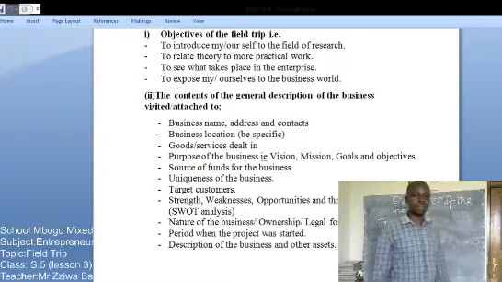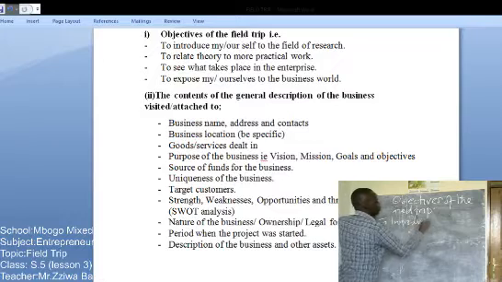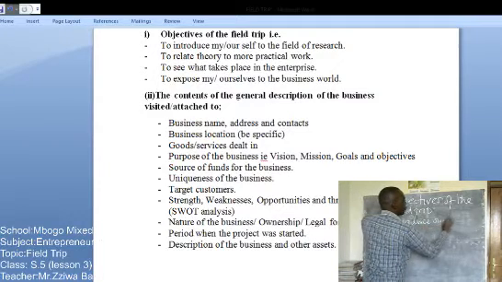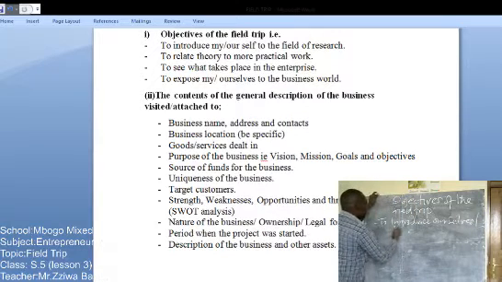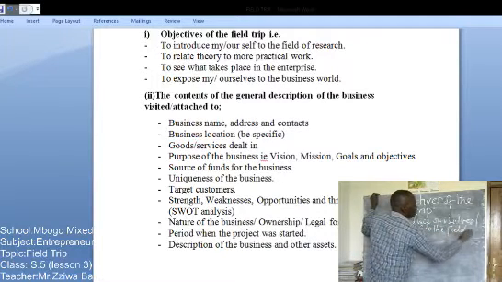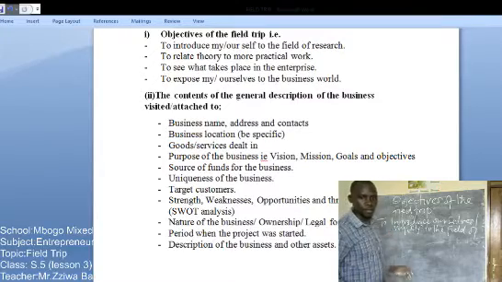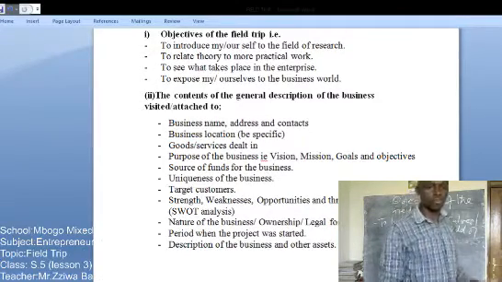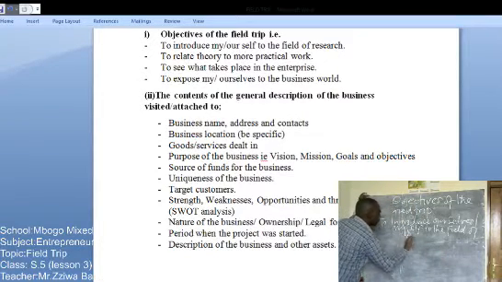The first one is to introduce ourselves to the field of business, or to the field of business research, or to the field of research.